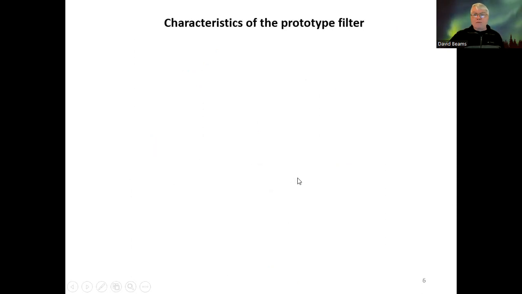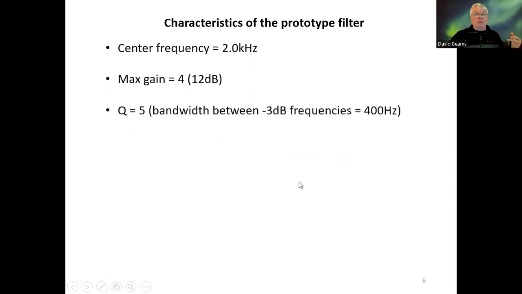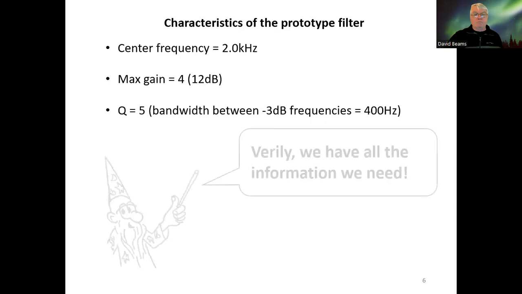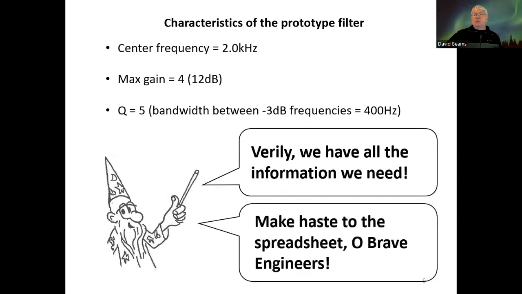Now, the prototype filter we're going to design, let's say we want a center frequency of 2 kilohertz, a max gain of 4, or 12 decibels, and let's go for a Q of 5. Which would give us a bandwidth between the 3 dB frequencies of 400 hertz. So we have all that we need here. Let us proceed to the spreadsheet.